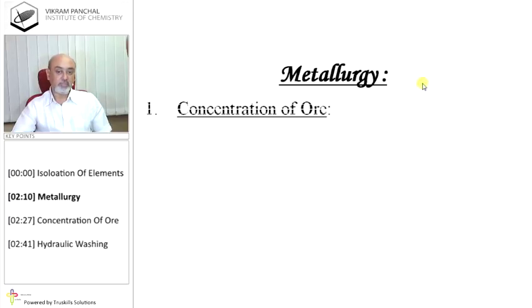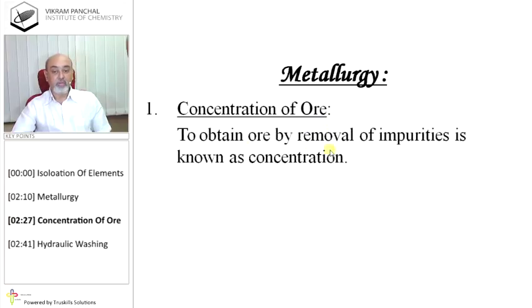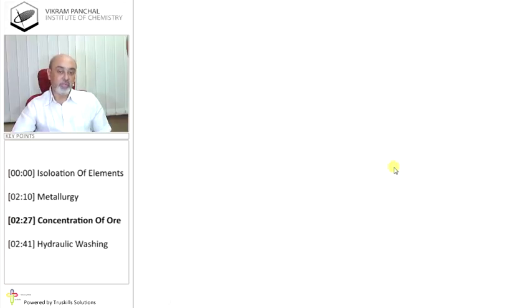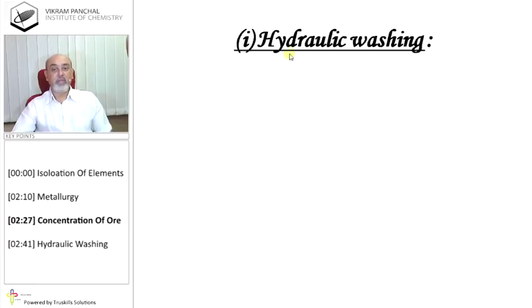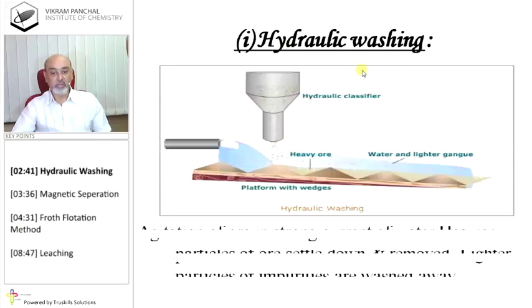Metallurgy. The first step of metallurgy is to concentrate ore, because ore is obtained from earth crust, and everything which is in the earth crust should be taken along with minerals and ores. So it is necessary to concentrate ore. To obtain ore by removal of impurities is known as concentration. There are different methods of concentration of ore, and one of the physical methods is hydraulic washing.